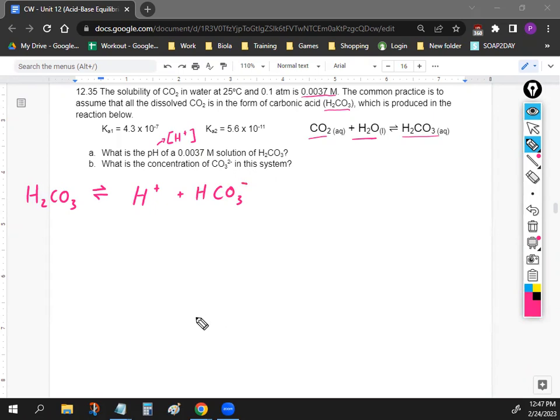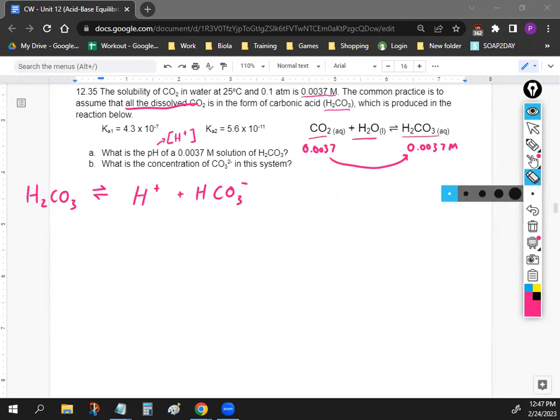Yes. The 0.0037 molarity, is that for CO2 or for H2CO3? This one right here. Yeah, because all the dissolved CO2 is in the form of that, so it's going to equal that. Yeah, the wording is a little bit confusing here, so just be careful as you're going through it. Does that make sense though? All right, so far so good, guys? Making sense?